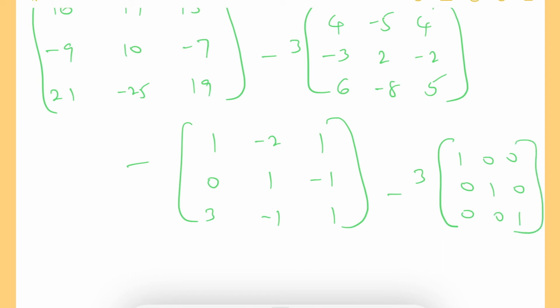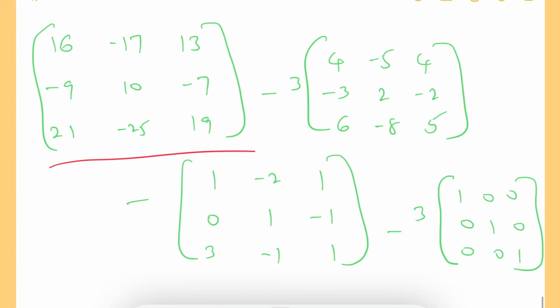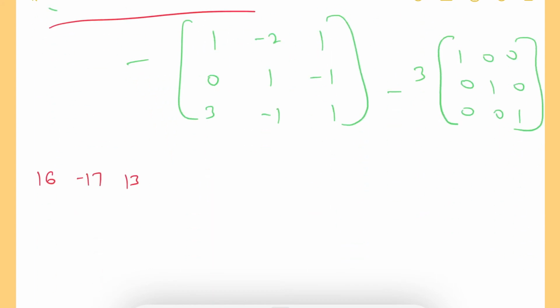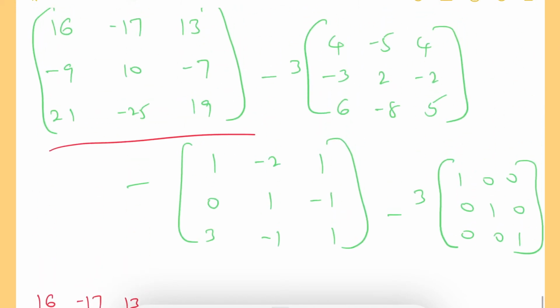Okay, now let's simplify this. In the first matrix, nothing is there to simplify, so write it as it is. 16 minus 17 13, minus 9 10 minus 7, 21 minus 25 19.